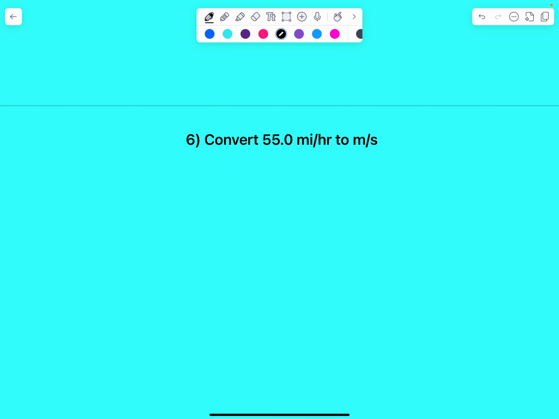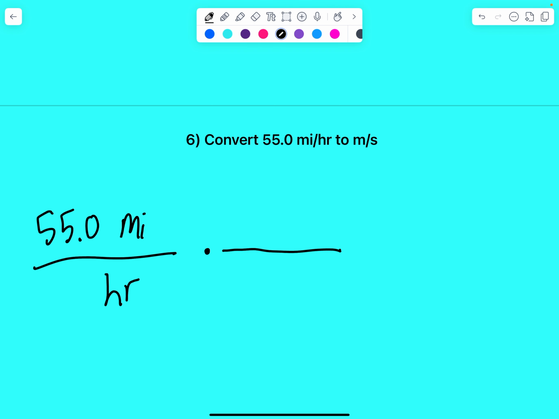Convert 55.0 miles per hour to meters per second. So we have 55.0 miles per hour. I'm trying to get to meters per second. I know hours has to get canceled out. The only way for that to happen is if hours is in the numerator. I have miles in the numerator, so it's going to have to be in the denominator. I know 1 mile is 1.609 kilometers, and that's something King Henry Died cannot help you with. That's something you're going to have to drill into memory.